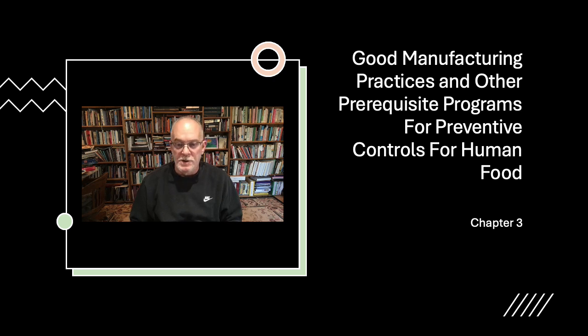All right, moving right along. Chapter 3, Good Manufacturing Practices and Other Prerequisite Programs that we might use for my preventive control for human food requirements. So remember, this class is about 21 CFR 117 in general. It's more specifically on subpart C. Well, this chapter would be about subpart B. This chapter is about 21 CFR 117 subpart B, which is the current good manufacturing practices.